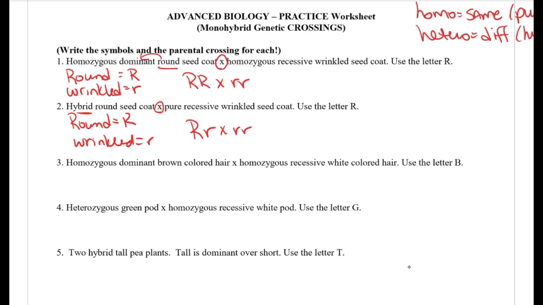And again, I could have left off pure and recessive and just put wrinkled. I also could have just left off and put recessive wrinkled, because to be wrinkled it has to be homozygous recessive.